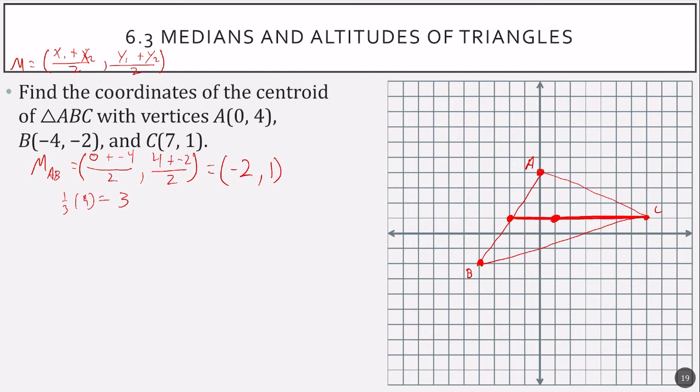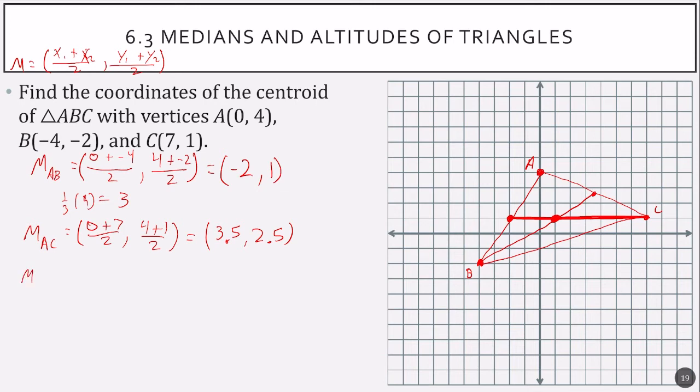Just to verify that, let's go ahead and find another median. So the midpoint of, let's go with AC, is 0 plus 7 over 2, and 4 plus 1 over 2, which gives me 3.5 and 2.5, which is right there. Notice that line goes right through our centroid.